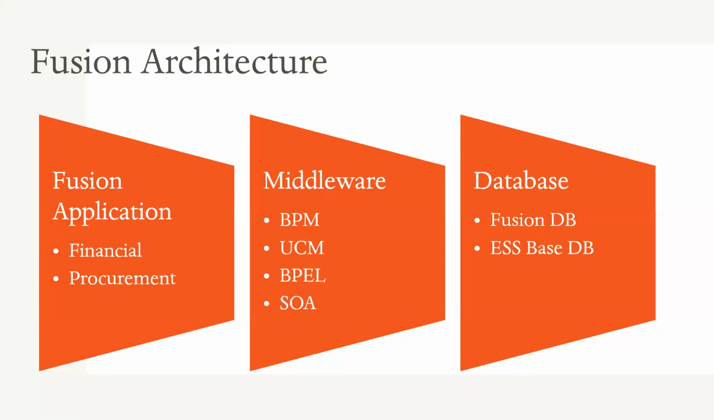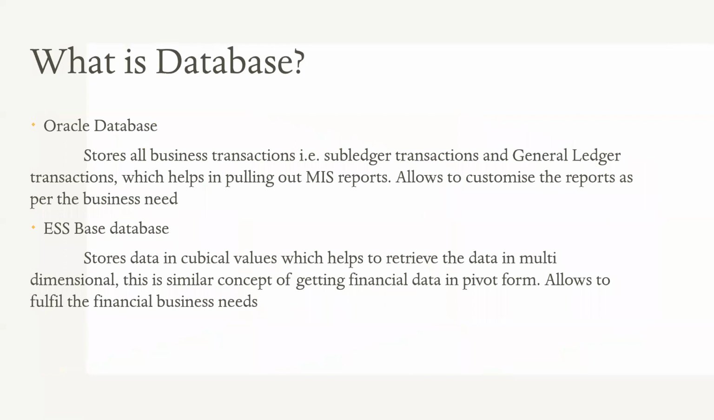Fusion DB is understandable: whatever data we enter is stored there. And what is the Essbase database? It is a database where the accounting data will be stored in cube form for the betterment of reporting. So you can take it in any different combination. That is the idea of the Essbase database. Okay, got it.